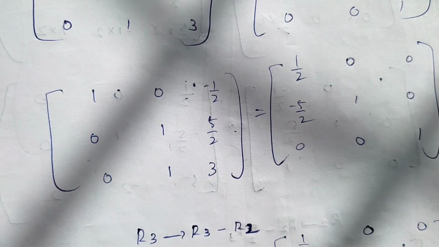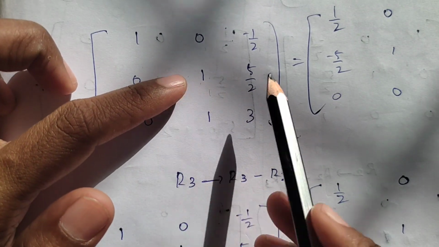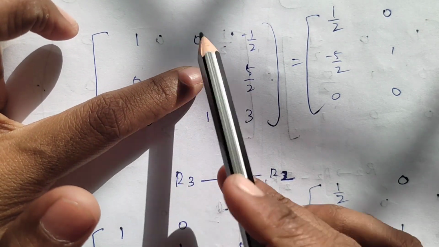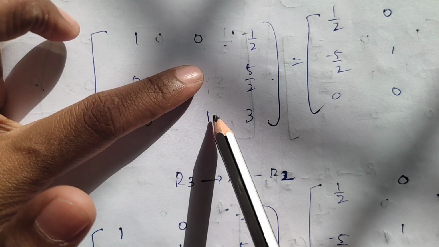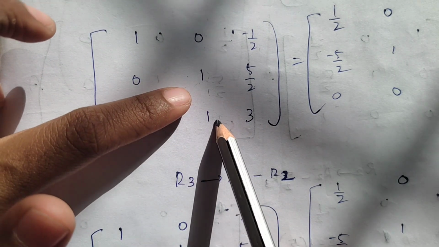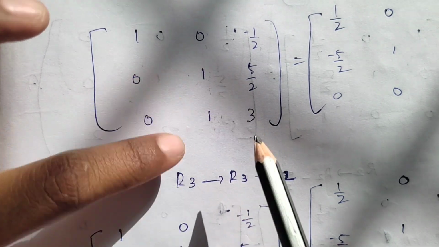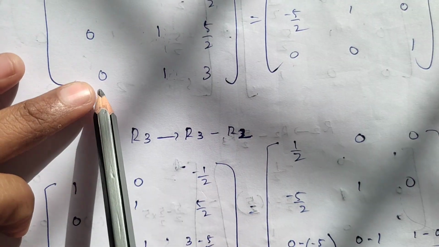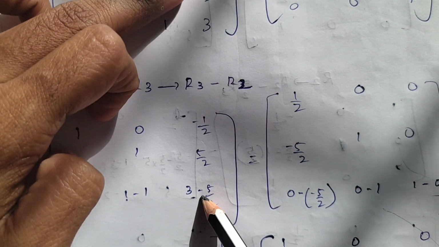The next thing, we have to make this element 1. Since we got 1 here, we'll move to the next step. What is our next step? With the help of this one, we have to make these two elements 0. Since we got 0 here, we have to make this 0 with the help of R2. So how will you make it? 1 minus 1 will give you 0. So this is our row 3, row 3 minus row 2. R3 minus R2 will be 0 minus 0, 1 minus 1 0, 3 minus 5 by 2.